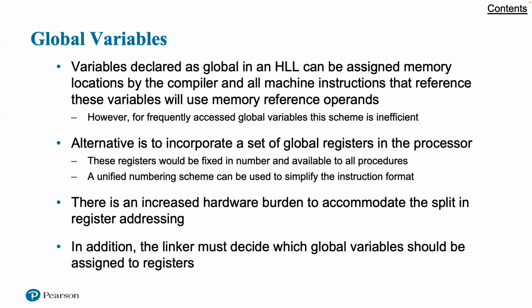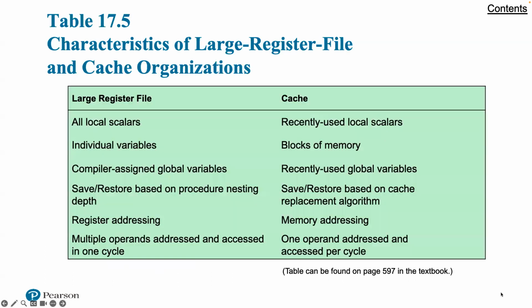In addition, the linker must decide which global variables should be assigned to registers. The register file organized into windows acts as a small, fast buffer for holding a subset of variables that are likely to be used the most heavily. From this point of view, the register file acts much like a cache memory, although a much faster memory. The question therefore arises as to whether it would be simpler and better to use a cache in a small traditional register file.